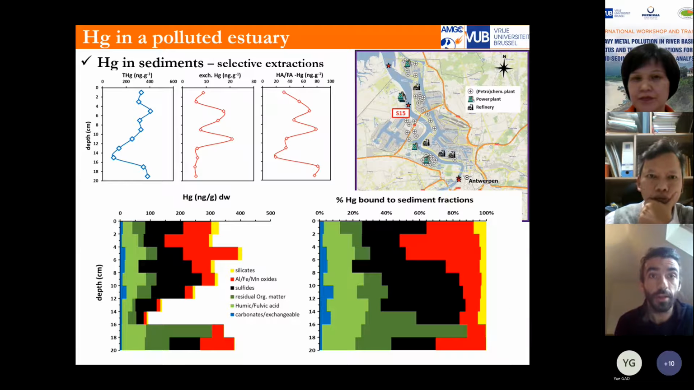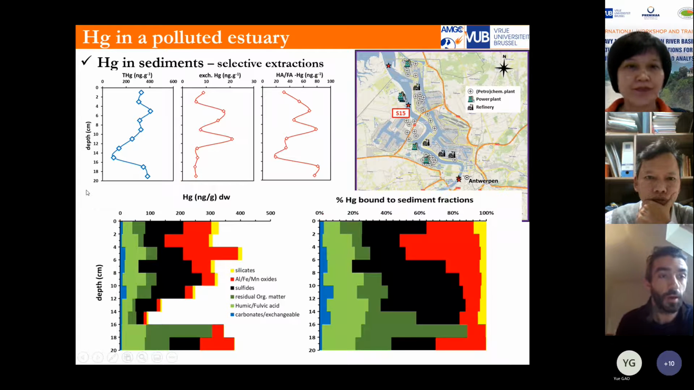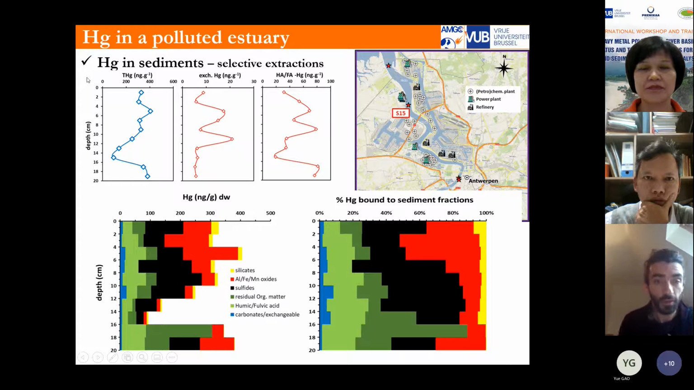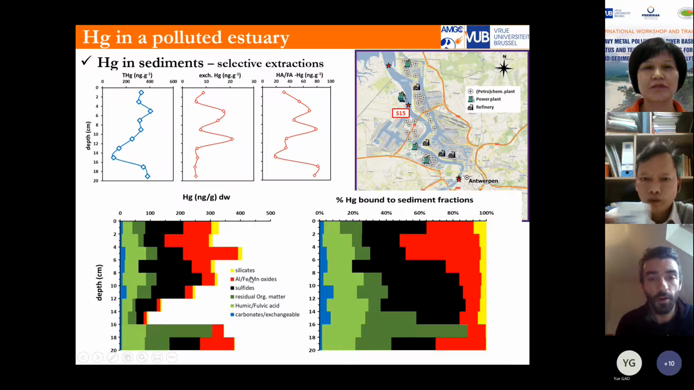So here are the selective extraction results. Basically, you apply a chemical treatment with different reagents to your dry sediment, and these specific chemicals will extract mercury bound to a specific fraction, such as carbonates or exchangeable mercury, which will be the most bioavailable one. Then the mercury bound to specific types of organic matter, which are humic and fulvic acid, some residual organic matter, mercury sulfide, or oxides.